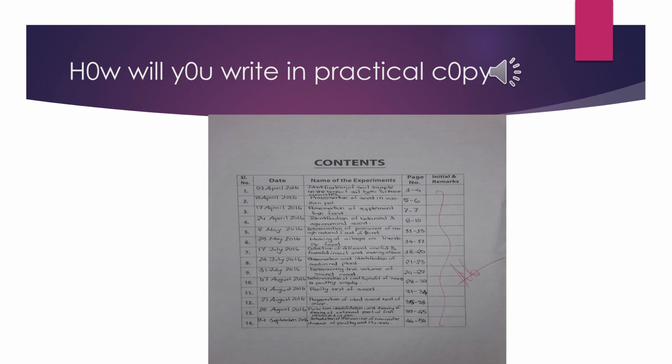Now we are going to discuss how you will write your experiment in your practical copy. Here we see a table with serial number, date, name of the experiment, page number, initial and remarks. In the serial number section, you write the serial number of your experiment. In the date section, you write when your experiment is conducted, and in the name section, you write the name of your experiment. In the page number section, you write how many pages you require for completing this experiment. And the last one, initial and remarks, is for your respected teacher.